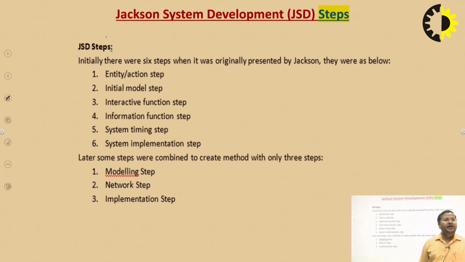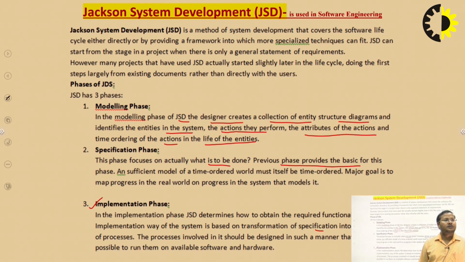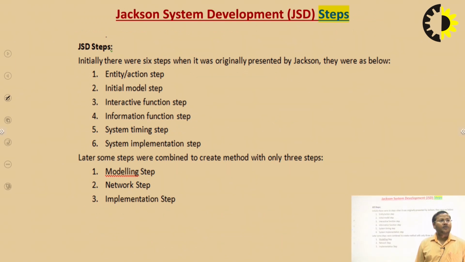Now, the main steps involved in the JSD, Jackson System Development, are: initially there were 6 steps when it was originally presented by Jackson. They are given below. Entity action step, second is initial model step, third is interactive function step, fourth is information function step, system timing step, system implementation step, and later 3 more steps were added, that is the modeling step, network step and implementation step.